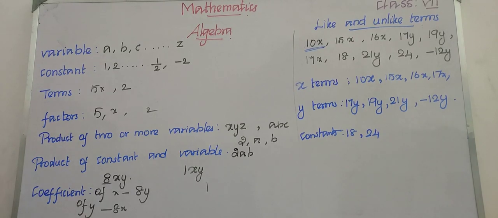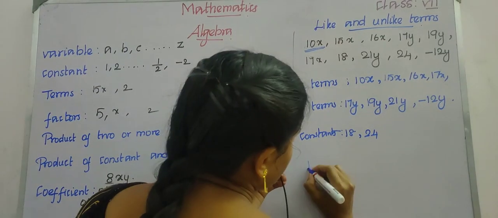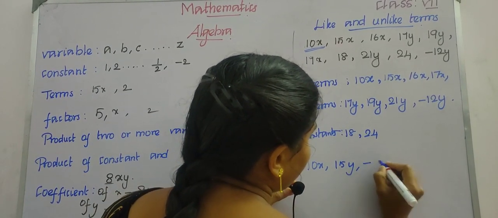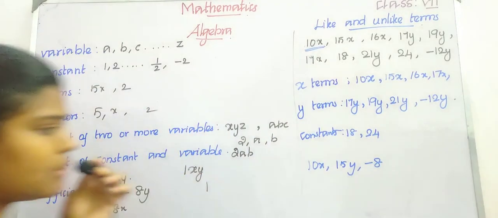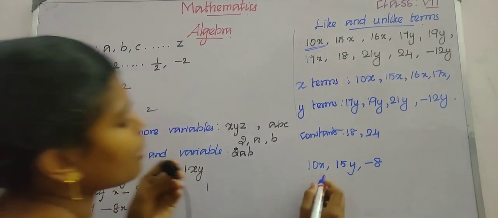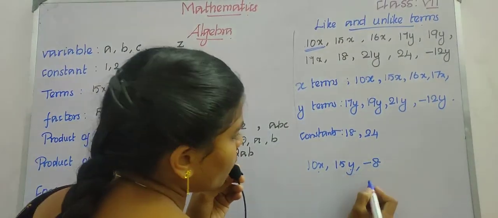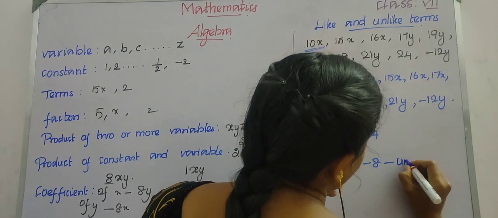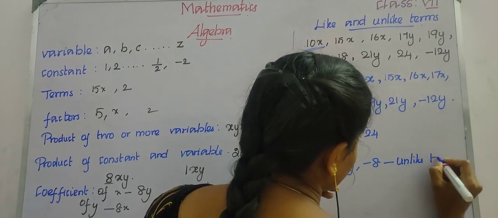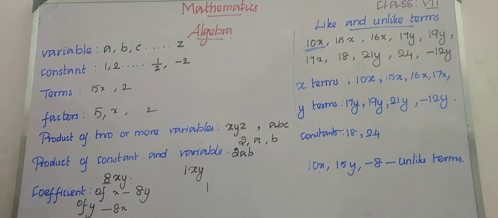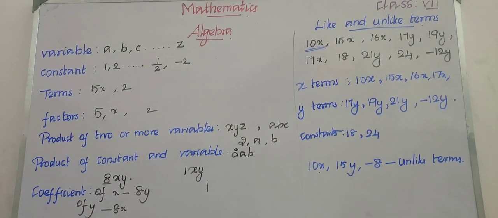But if you have 10x, 15y, minus 8, is it a like term, children? No, right? See, here we have x as a variable, here y, and here it is a constant. So we will call it an unlike term. Is it clear, children? So this is called like and unlike terms.